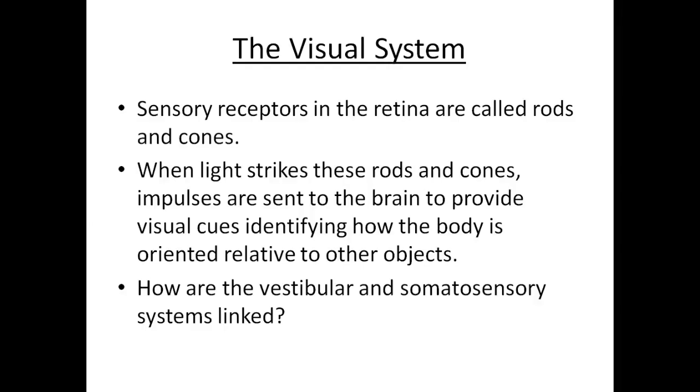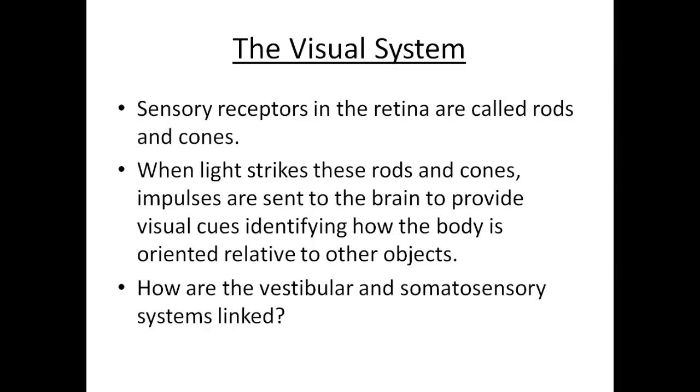So the visual system. Sensory receptors in the retina are called rods and cones. When light strikes these rods and cones, impulses are sent to the brain to provide visual cues, identifying how the body is orientated relative to other objects.